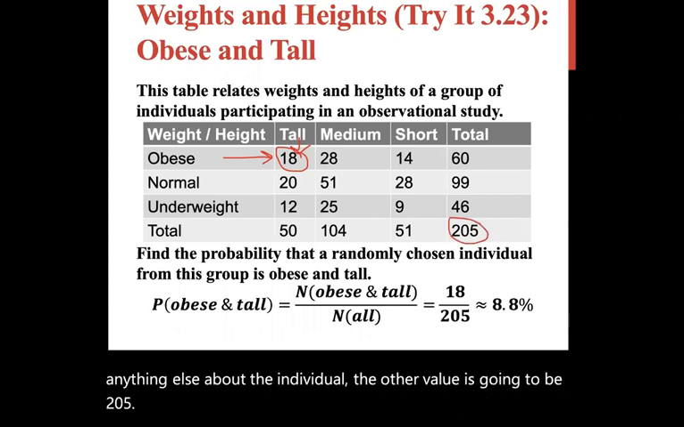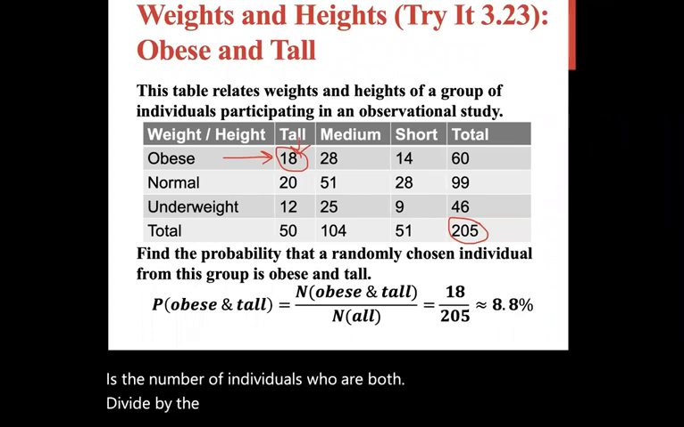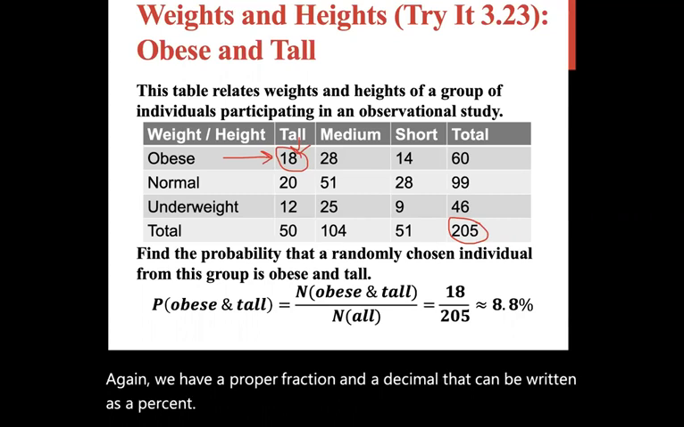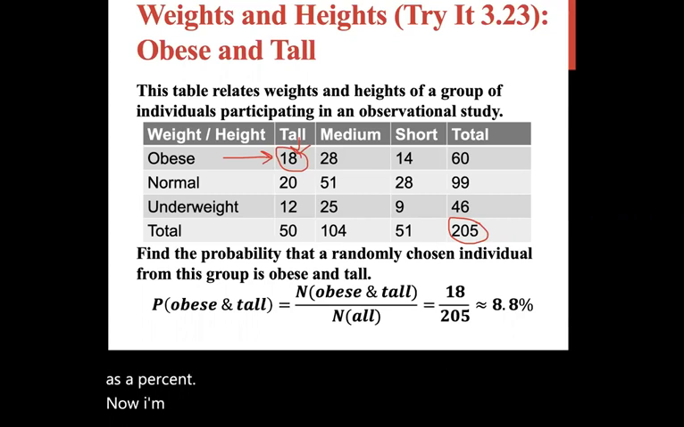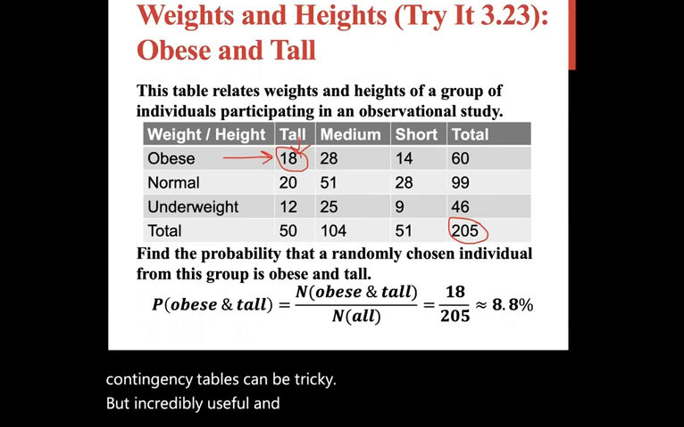So let's turn this into a probability. The probability of obese and tall is the number of individuals who are both divided by the number of all the individuals. Again, we have a proper fraction and a decimal that can be written as a percent. Now I'm going through a lot of examples here because contingency tables can be tricky, but incredibly useful and commonly reported.